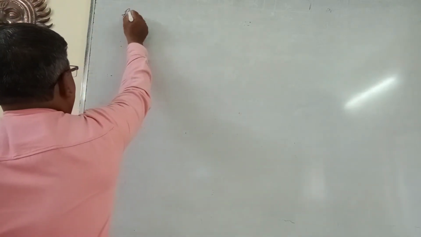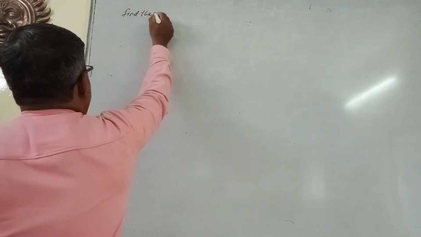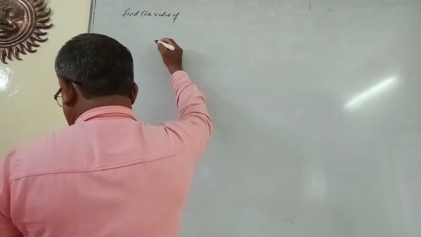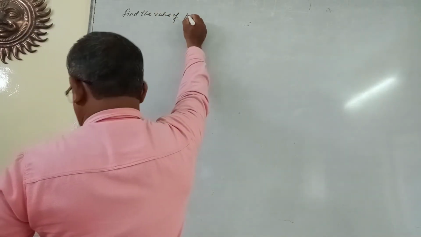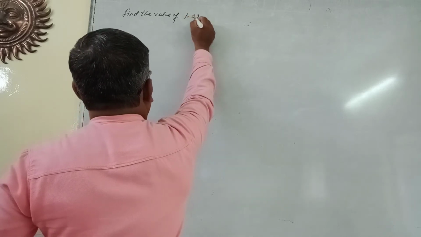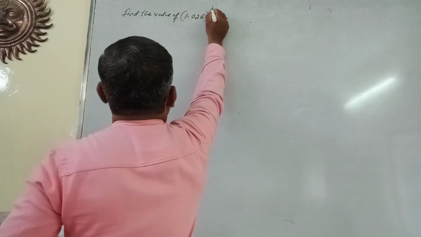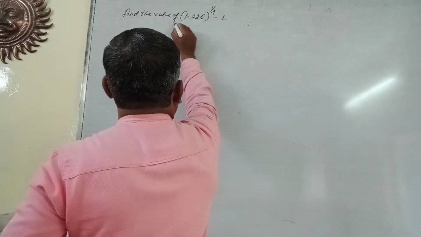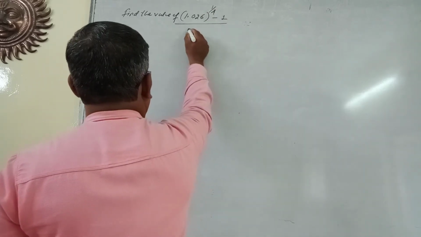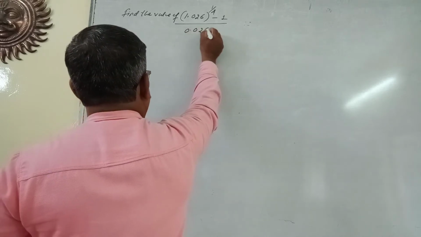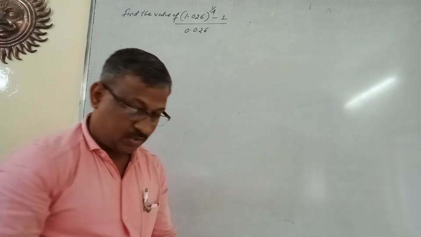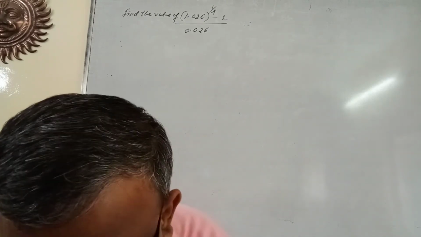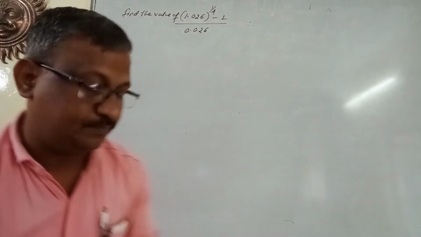Find the value of 1.026 raised to 1/4 minus 1, divided by 0.026. So you have to find out the value of this, and to find out the value you have to apply the log.